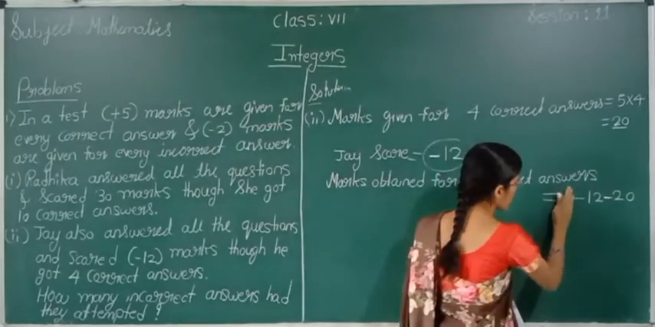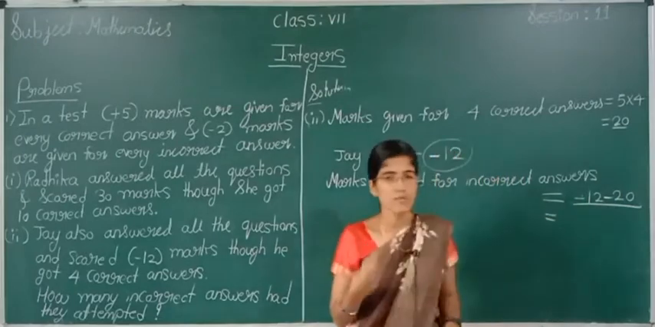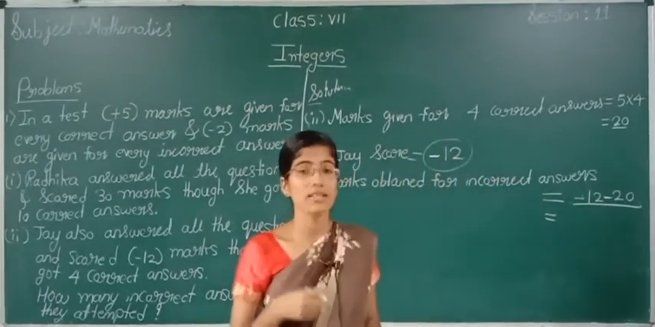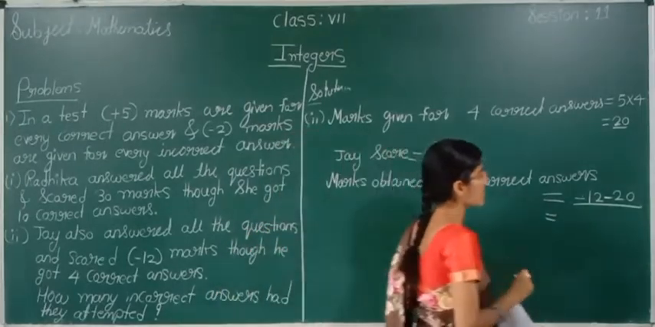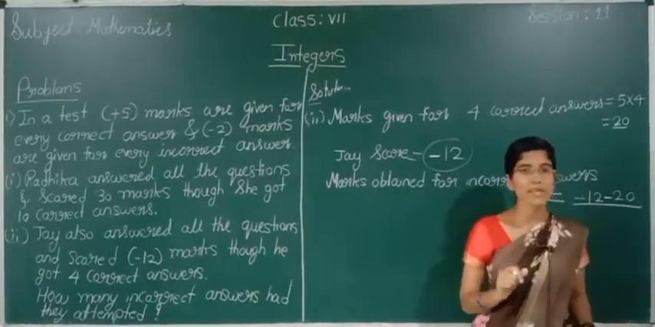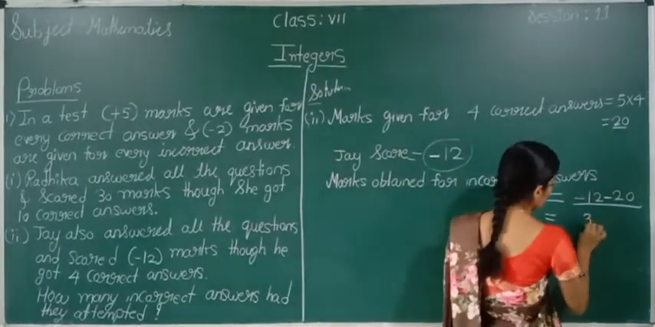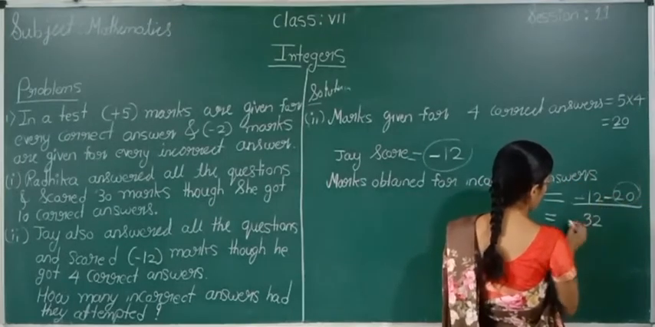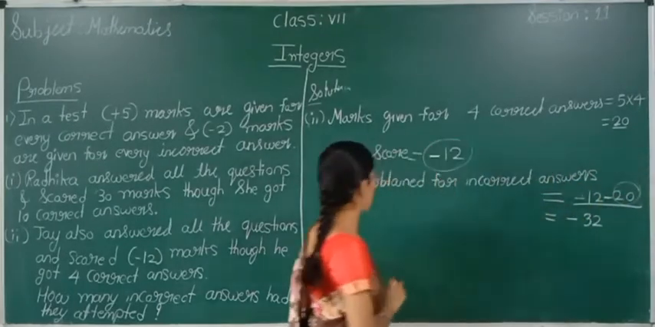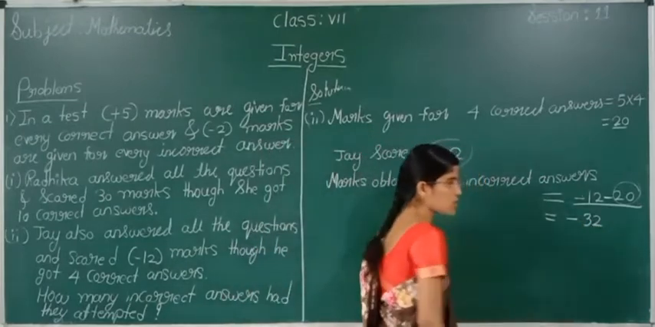Now see, I told you how to solve this, right? Minus is plus. Whatever sign we have, that operation we have to perform here. Minus is plus, right? 20 plus 12 is 32. Which is the bigger number? The bigger number is 20. 20 has which sign? Minus. Marks obtained for incorrect answers is -32.